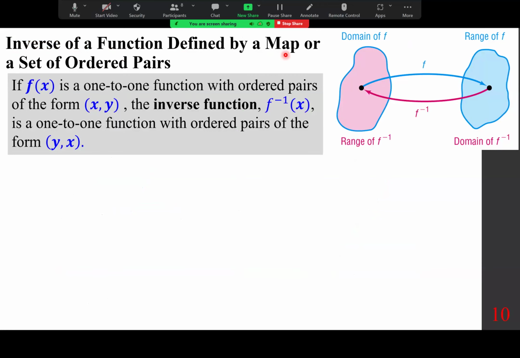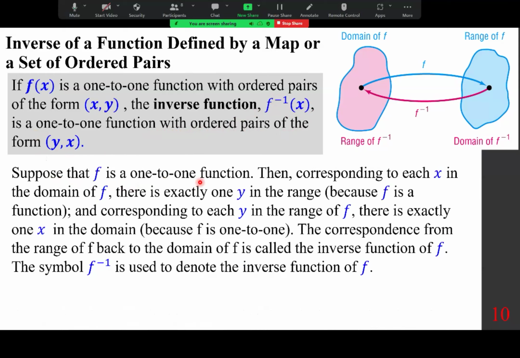Inverse of a function defined by a map or a set of ordered pairs. As f takes us from the domain to the range of this function, f inverse, this is read f inverse, brings us back. If f of x is a one-to-one function with ordered pairs of the form x comma y, the inverse function f inverse of x is a one-to-one function with ordered pairs of the form y comma x.